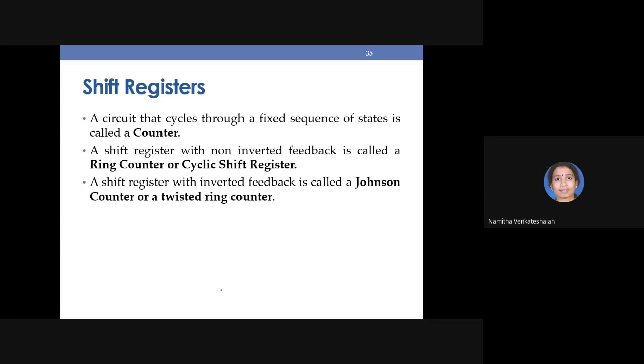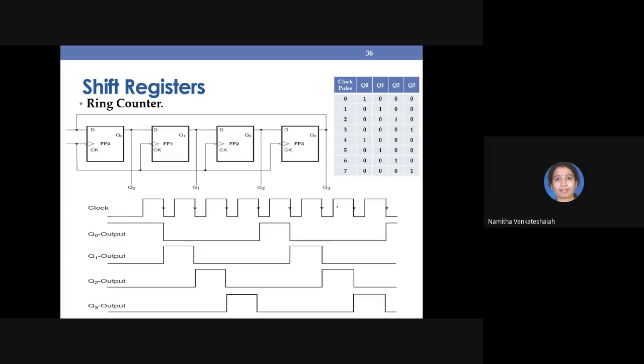Okay. A shift register, I'm considering shift register only, with non-inverted feedback is known as ring counter or cyclic shift counter. The same shift register with inverted feedback is called Johnson counter or twisted ring counter. Okay, I'll show you. Look here. You do not analyze much. You simply see this is a shift register, right? In this shift register, what is happening? This output Q3 is there, no? That is fed back here.